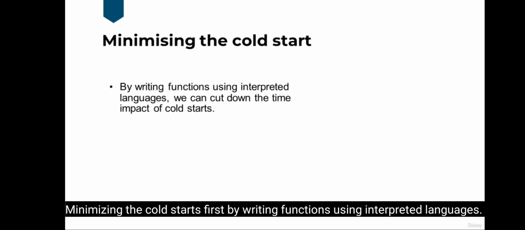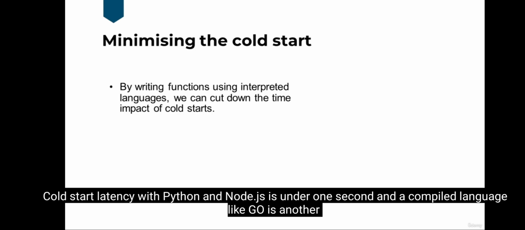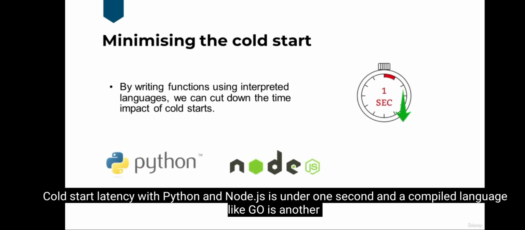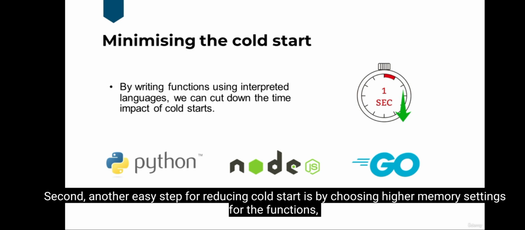Minimizing the cold starts. First, by writing functions using interpreted languages, we can cut down the time impact of cold starts. Cold start latency with Python and Node.js is under 1 second, and a compiled language like Go is another good example of low cold start latency. Second, another easy step for reducing cold start is by choosing higher memory settings for the functions, and this also provides the functions with more CPU power.